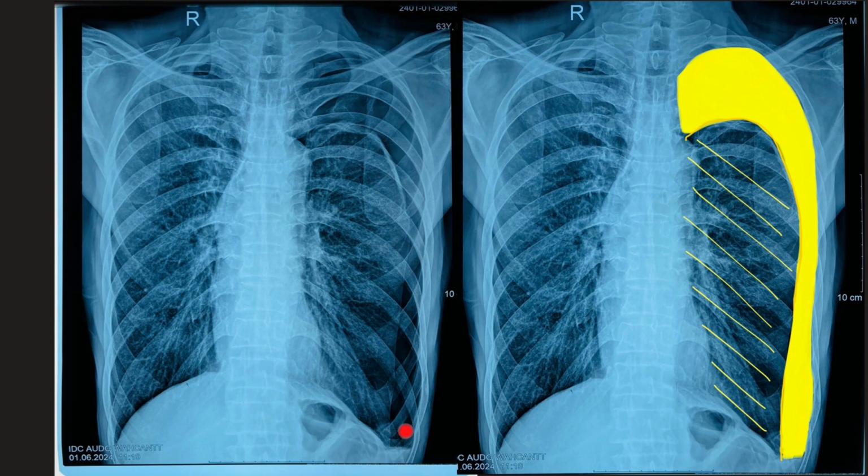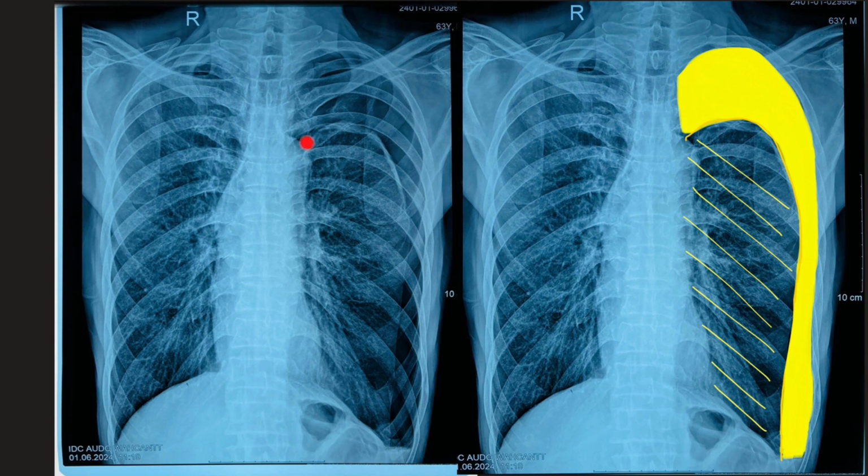Similarly, you are going to see a well demarcated rim of lung, which you can see over here. You can trace this border, and as you trace this, as you go along with it, you can actually see the shape of the whole of the lung that has been collapsed.